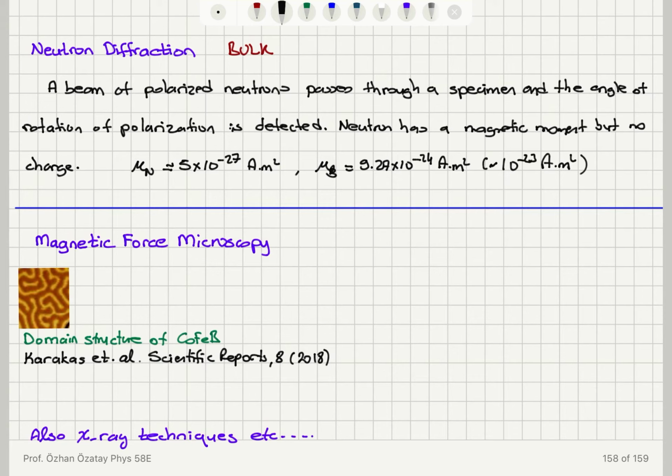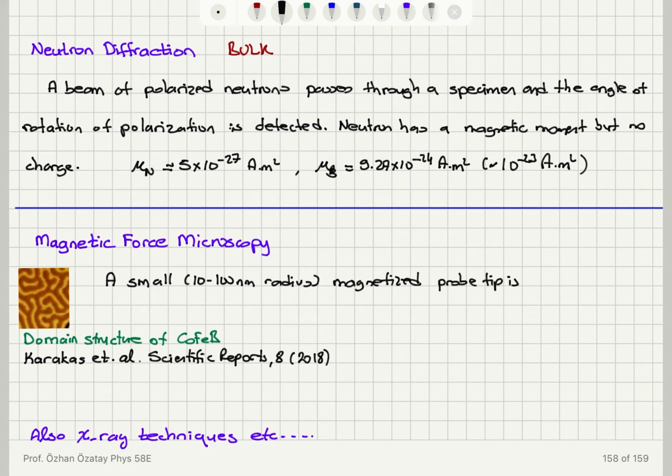And last but not least, we have magnetic force microscopy. We have a small tip here, a small magnetized probe tip with a 10 to 100 nanometer radius.